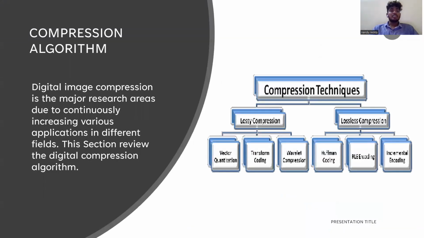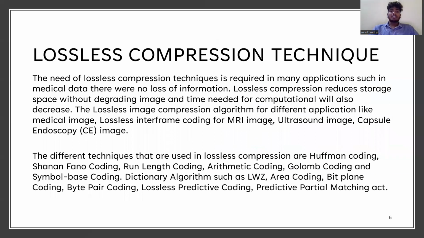Compression algorithms. Digital image compression is a major research area due to continuously increasing applications in different fields. This section reviews the digital compression algorithms. Here are the compression techniques: lossy compression and lossless compression. In lossy compression, we have vector quantization, transform coding, and wavelet compression. In lossless compression, Huffman coding, run length coding, and incremental encoding.